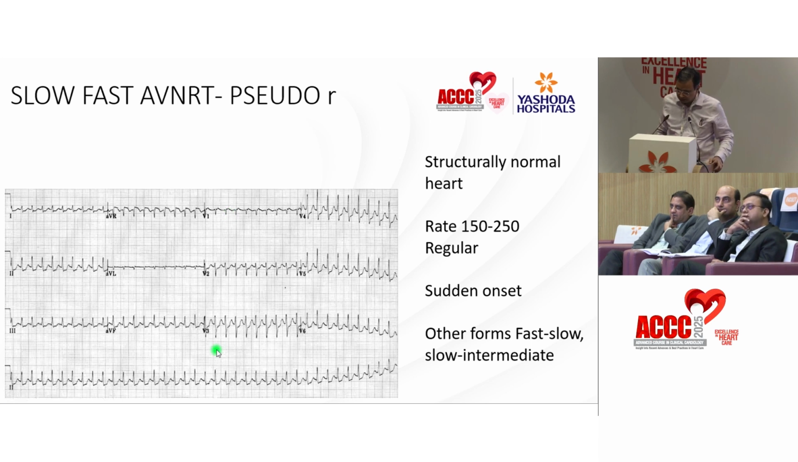The rate is regular at 150 to 250. The onset is sudden, that's why it's paroxysmal. There are other forms: fast-slow and slow-intermediate. These are atypical variants of AVNRT, but the more common variety is the slow-fast one.